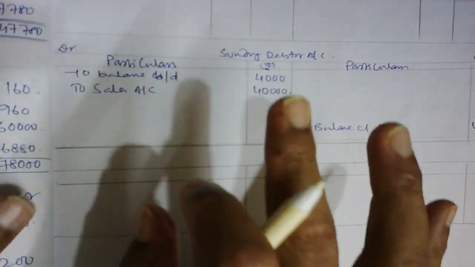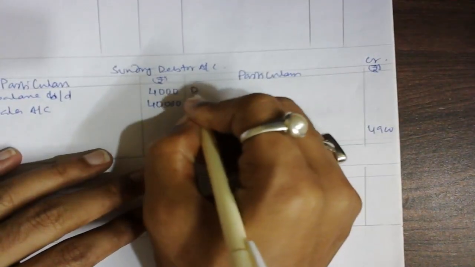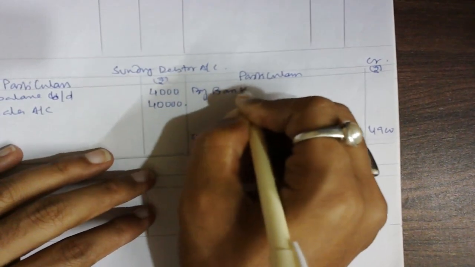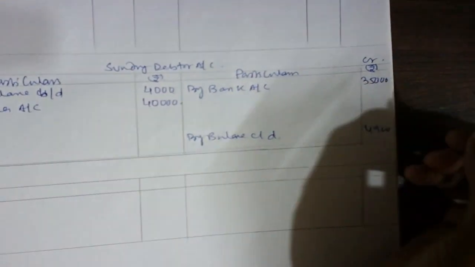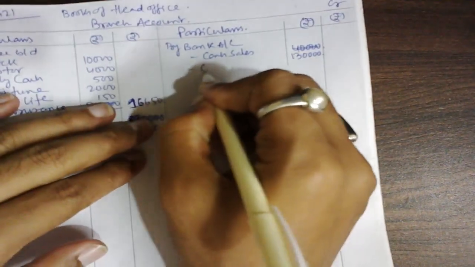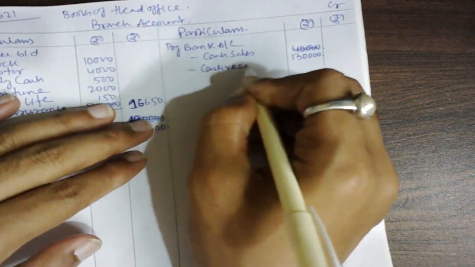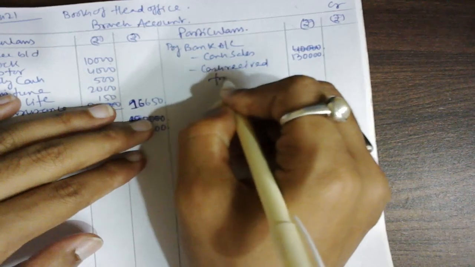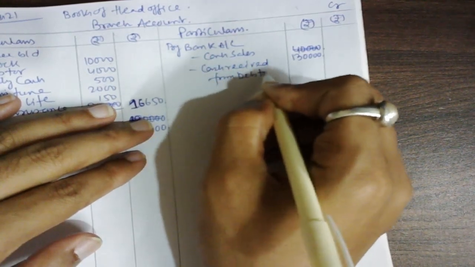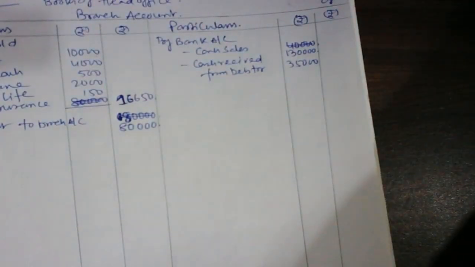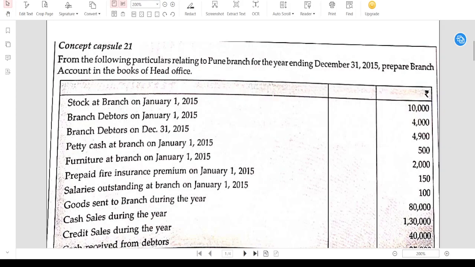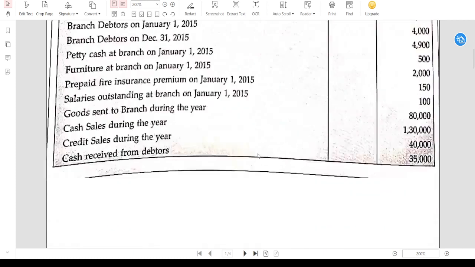After this, cash received from debtors 35,000. So can I write here by bank account how much cash they have received? 35,000. Okay, and then the same thing we are going to write here: cash received from debtor. Correct, because we need to remit this to head office, so we can write here directly. See, this is your first point, the whole first paragraph is done. Okay, your first paragraph is completely done, completed, sir.